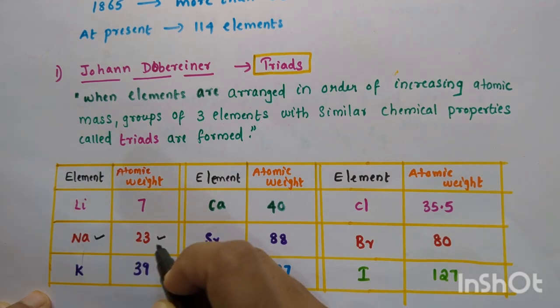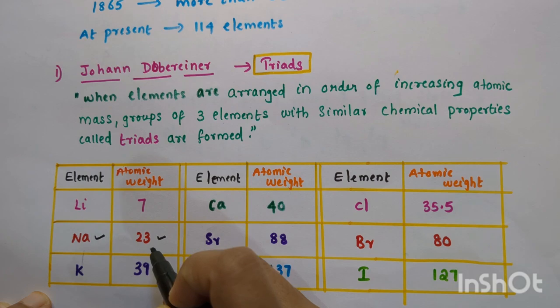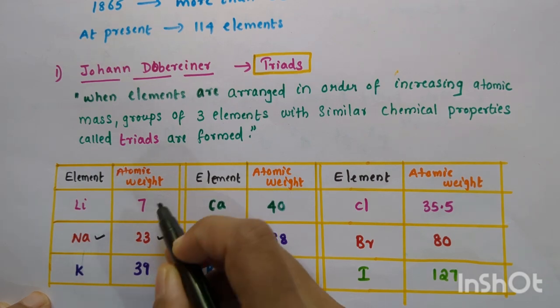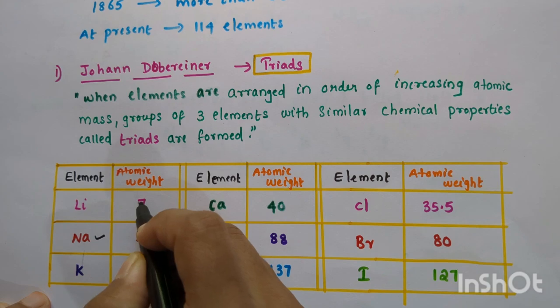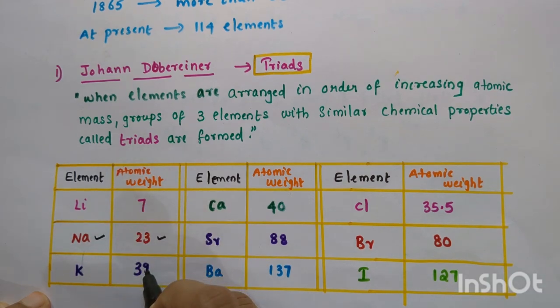So, Dobereiner noticed that the middle element of each triad had an atomic weight about halfway between the atomic weights of the other two. That means the atomic weights of the other two elements, 7 and 39, when added give 46, and half of that is equal to 23.